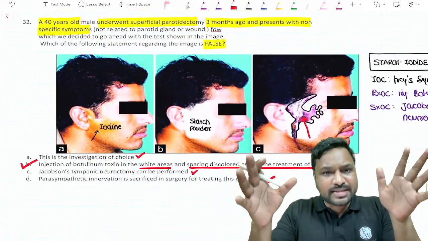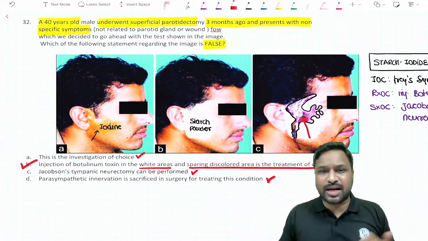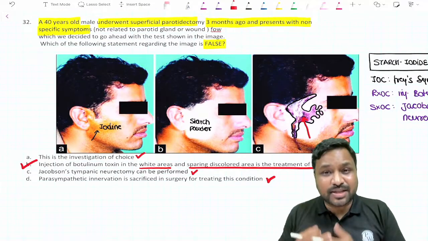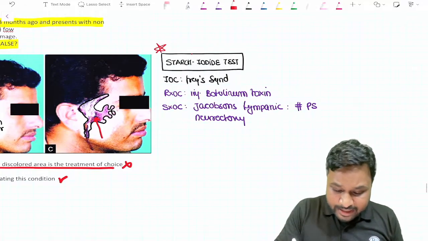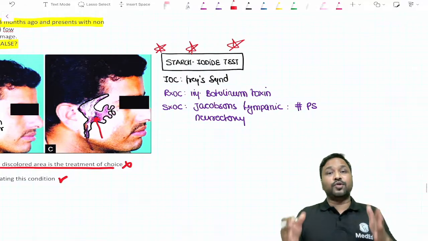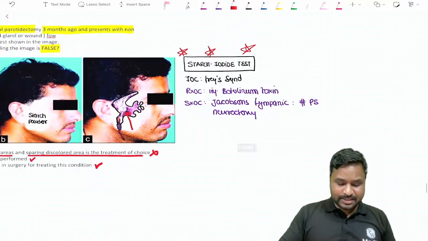This is another exam question that they can ask you. What is the test? It is a starch iodide test. Starch iodide test is done for Frey syndrome. So Frey syndrome is also a very, very important exam question. You cannot afford to miss it, and do not goof on the same, right?